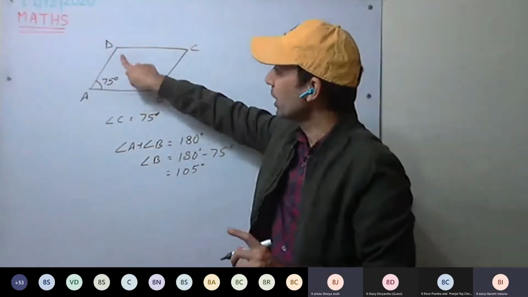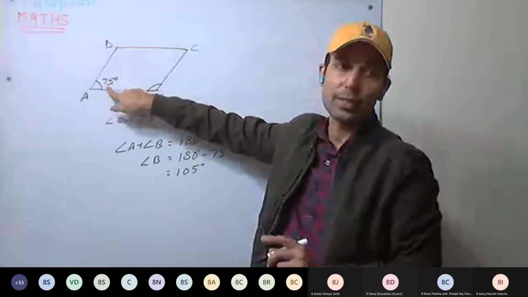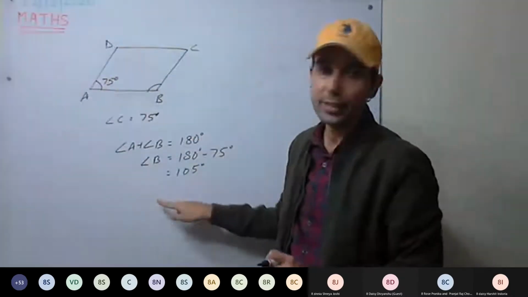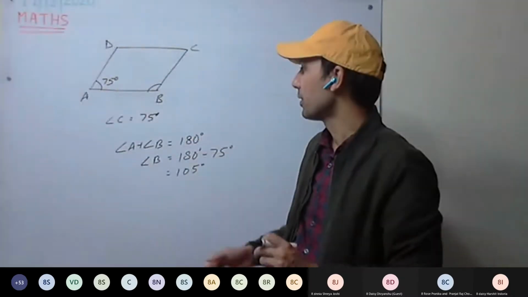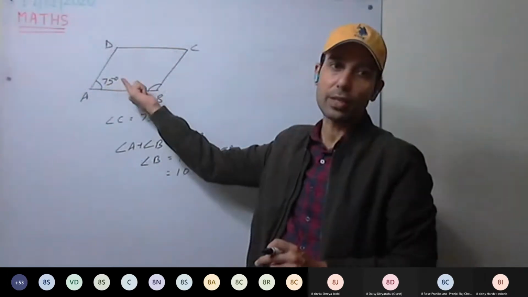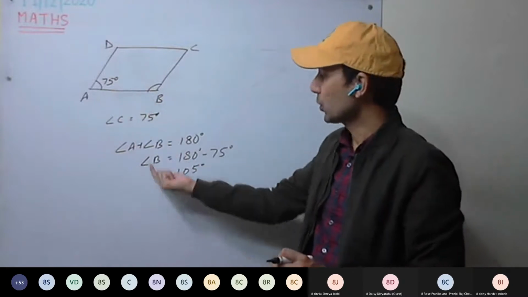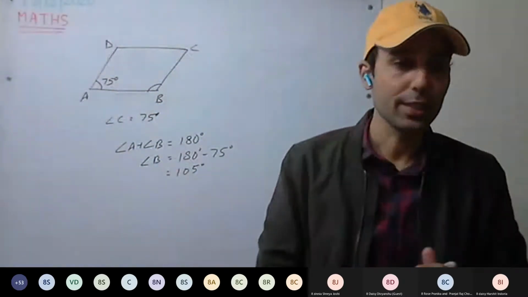Yes sir, angle D we can calculate by adjacent angles as well. Angle A plus angle D equal to 180 degrees. By that property as well we can calculate. So in a parallelogram, opposite angles are equal and adjacent angles are supplementary. These two properties we'll be using and we can calculate all the angles.